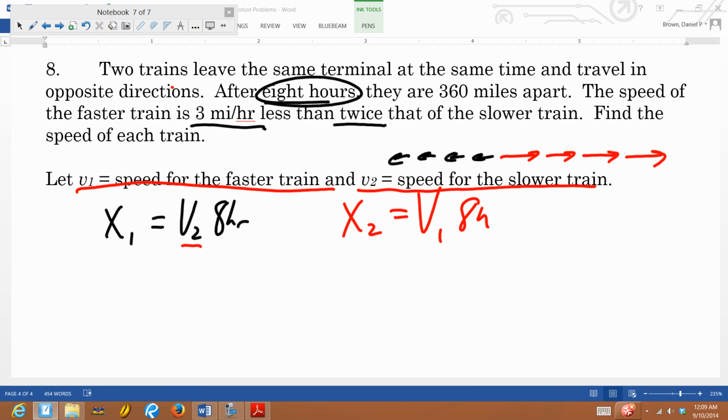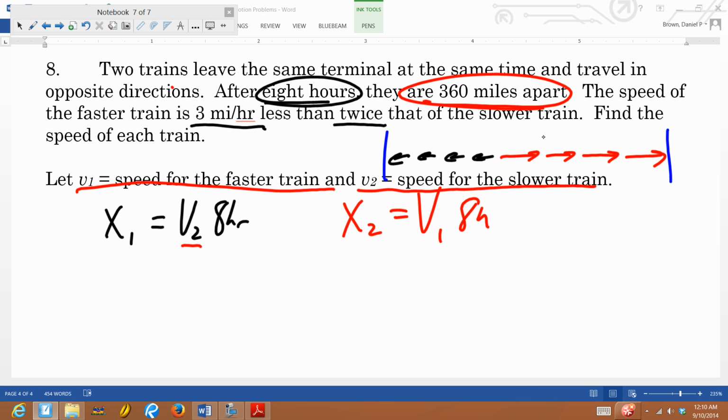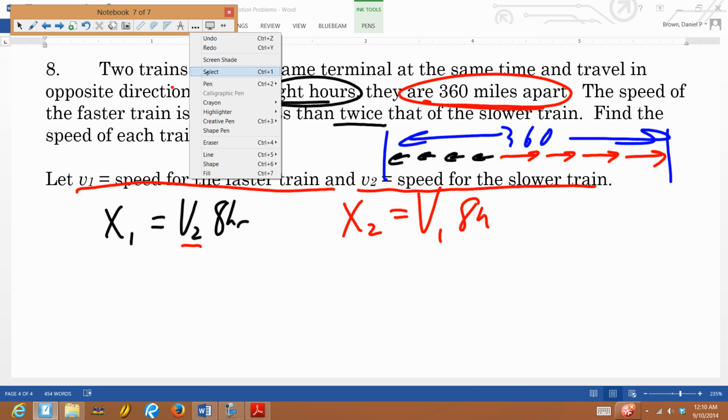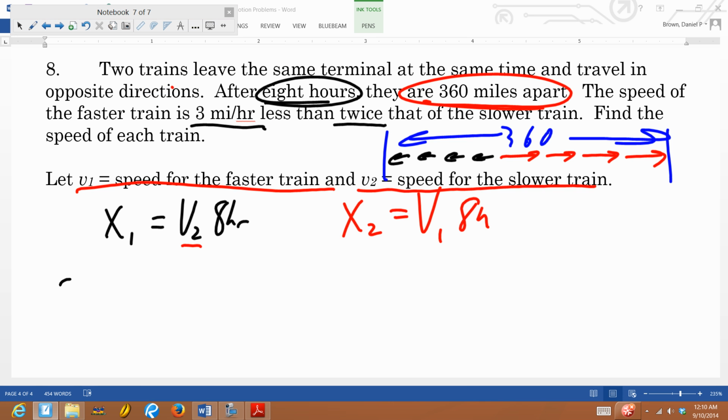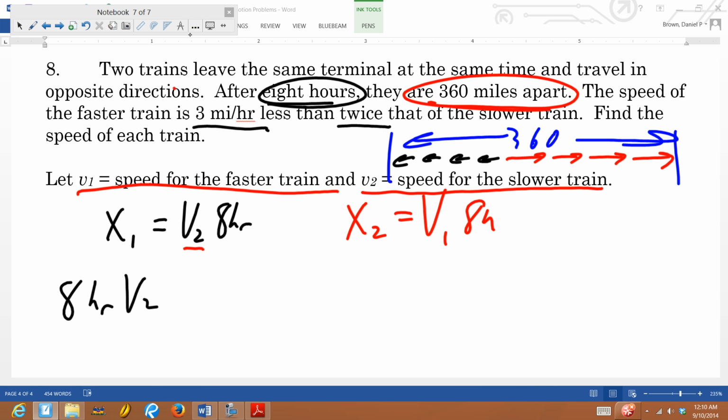Right. Now we know something. We know that they're 360 miles apart after 8 hours. So I know x1 and x2 have to add up to 360. That is, if I was to take this entire distance right here, in between the two, there to there, I've got to get 360. Okay. So I'm going to add up my two x's, x1 and x2. Say 8 hours v2, and we're going to add to that 8 v1, and that should equal 360.